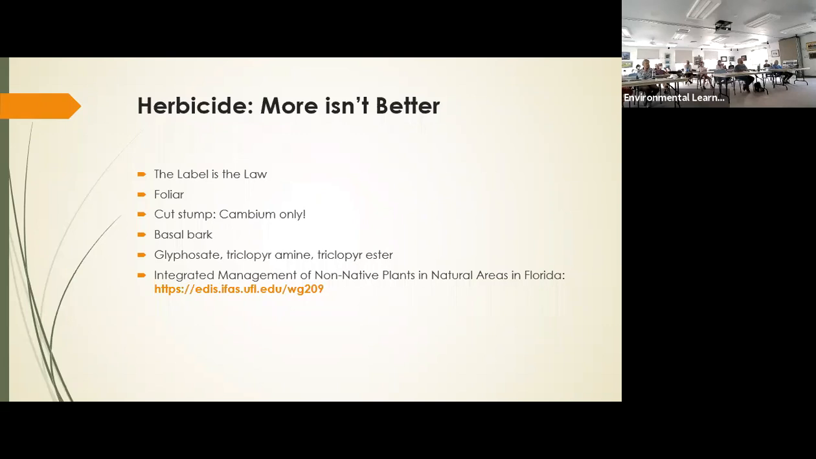If you're treating a large area, you may want to add some dye so you know where you did or didn't treat. I will say with the triclopyr ester, it's oily and you can see the oiliness. The oiliness is what helps it to penetrate through the bark. You don't have to girdle it; it goes right through the bark into the tree. It will kill it in place.